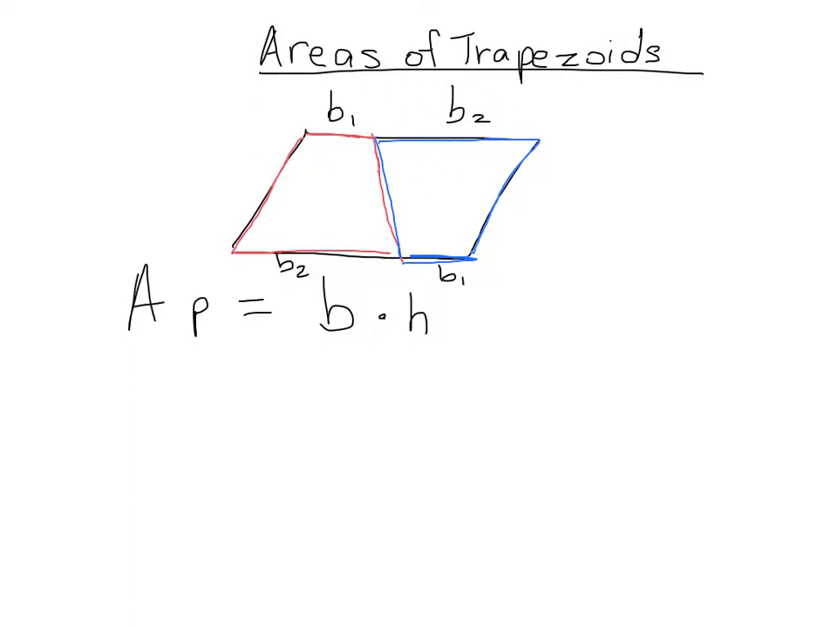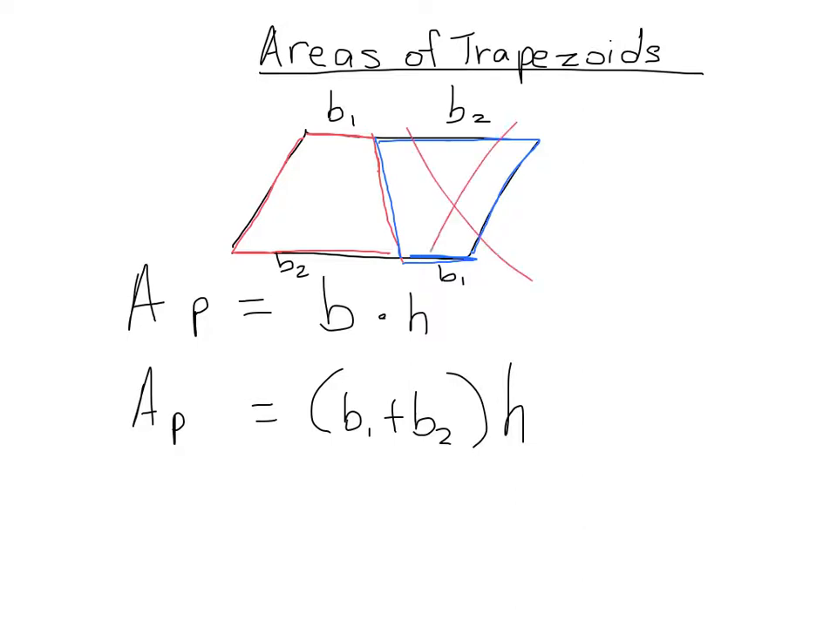So the area of the whole parallelogram, I'll call it P for short, is B1 plus B2, the base of that parallelogram, times its height. But remember that we are completely getting rid of one half of the parallelogram in order to figure out the area of the trapezoid.